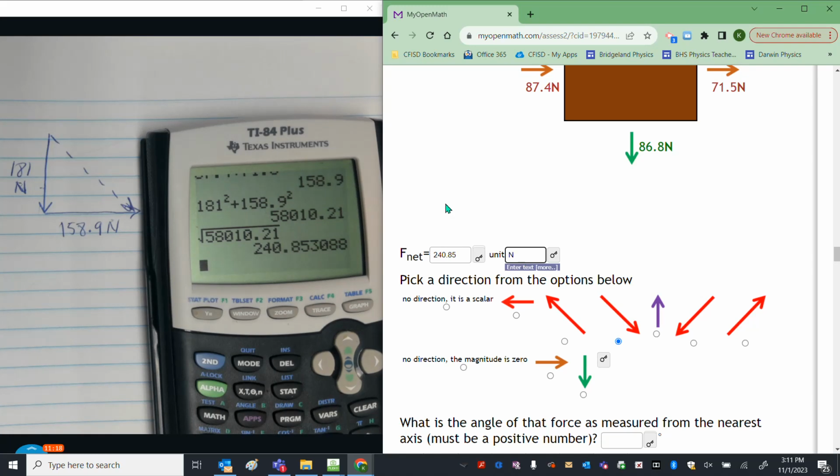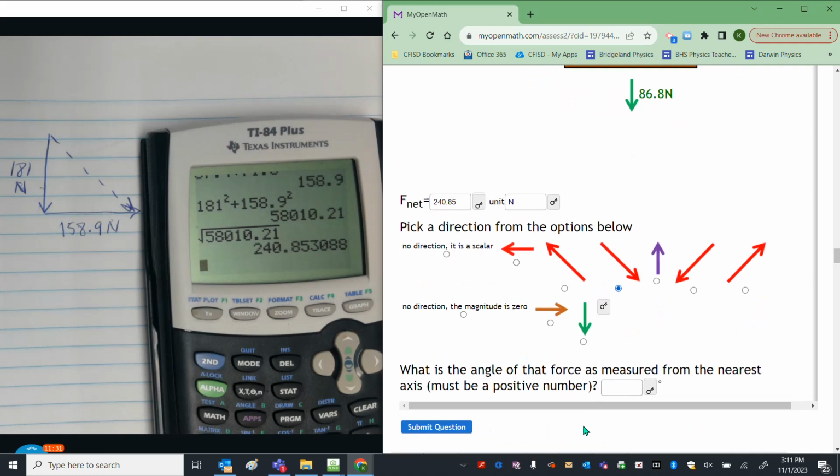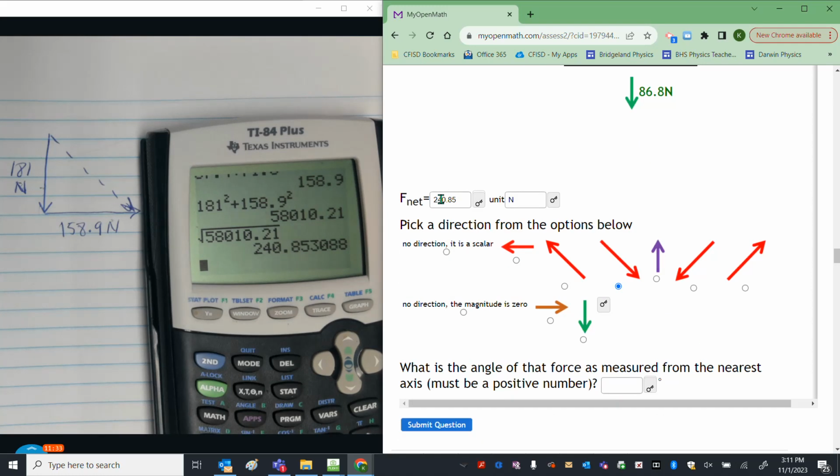I'm not going to include a sign here. Okay, I know that this is down, but I don't include my direction with a sign whenever I'm working in 2 dimensions. Instead, I designate my direction with one of these arrows, and then I use an angle. Okay, so don't type a negative here, even if yours happen to be like down and to the left. Don't do it. Okay, this one says, what is the angle of that force as measured from the nearest axis?